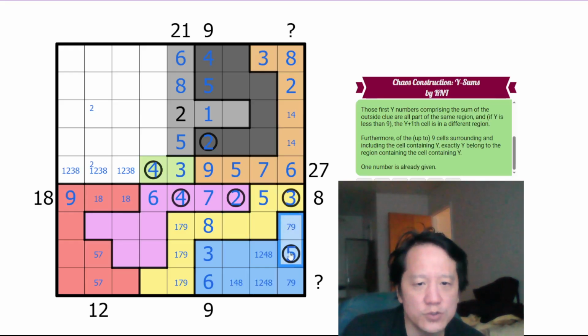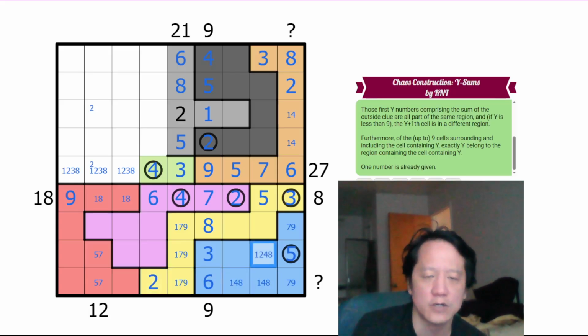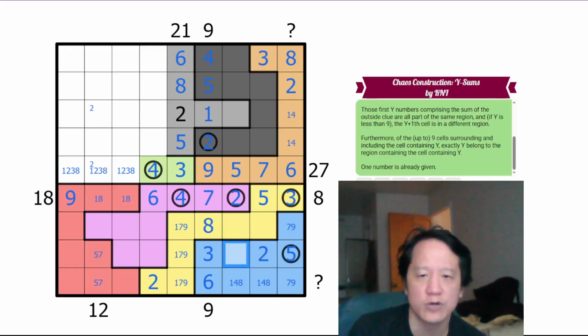Where is the 2 in the blue region? It has to be one of these two. So 2 cannot be here. Where is 2 in the yellow region then? It can't be here because one of these is 2, and it can't be here because of 2 there. So 2 has to be there, which means this cannot be 2 here. So where's the 2 in the blue region? It must be here. This is 1, 4, or 8.